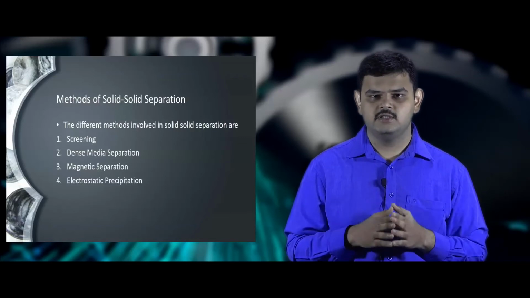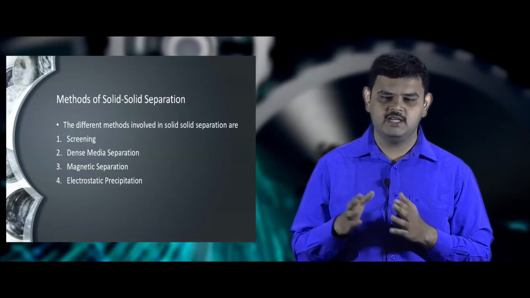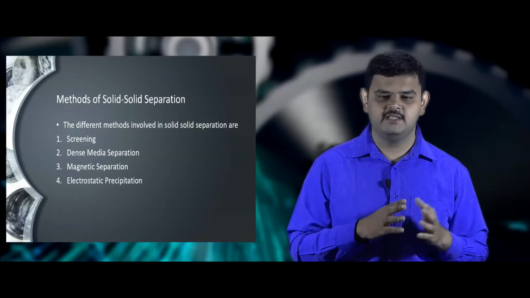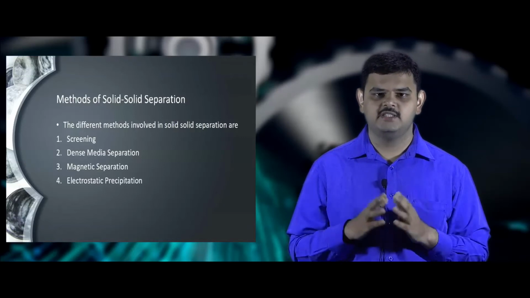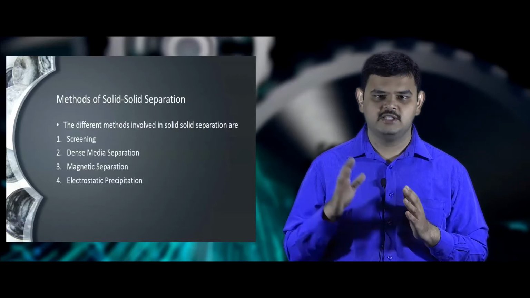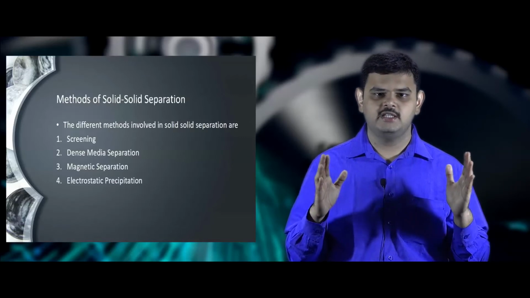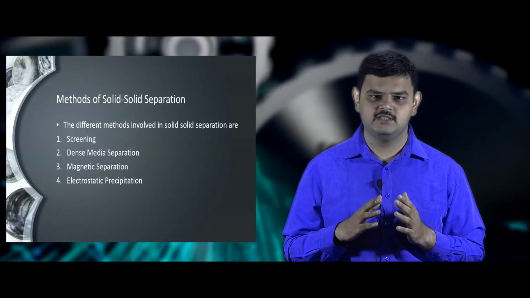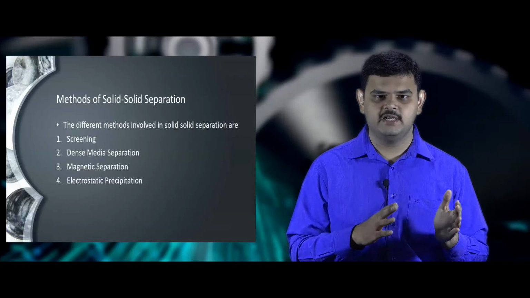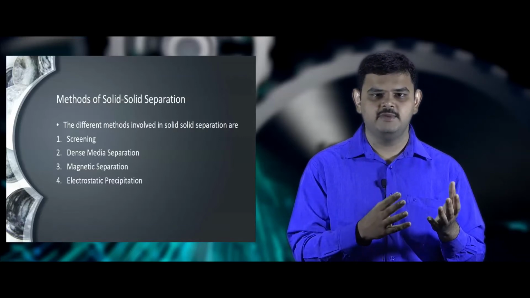The fourth one is electrostatic precipitation. Electrostatic precipitation is an advanced method for separating solids. In electrostatic precipitation, we have two plates. The first one is positive and the second one is negative. The plates are polarized and the particles stick to the plates of the respective opposite charges. When we want to remove those particles, we reverse the charges so that the particles are collected in the chamber.